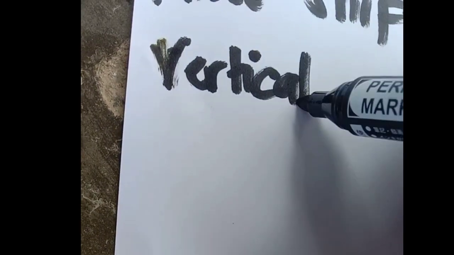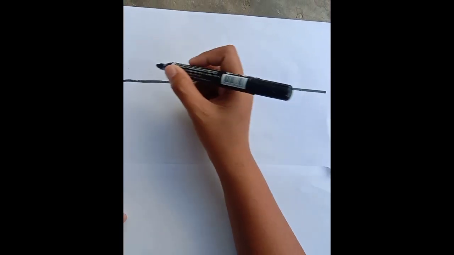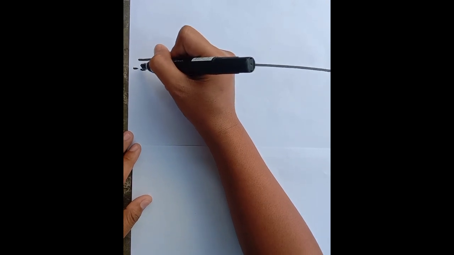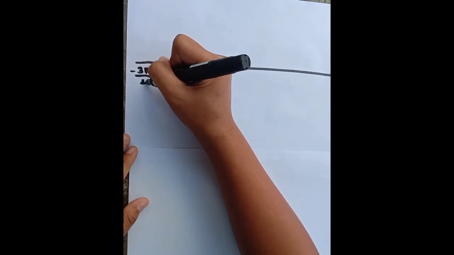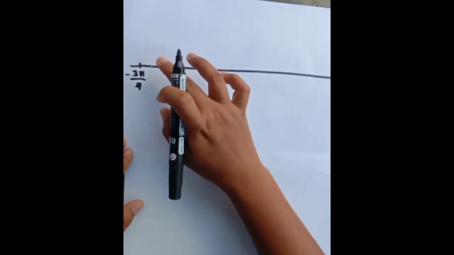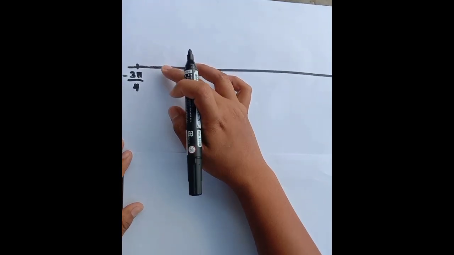Then the vertical shift is negative 4. So let's draw a graph. So our phase shift is negative 3 pi over 4. So to get the next point, we need to add the x scale and the phase shift.